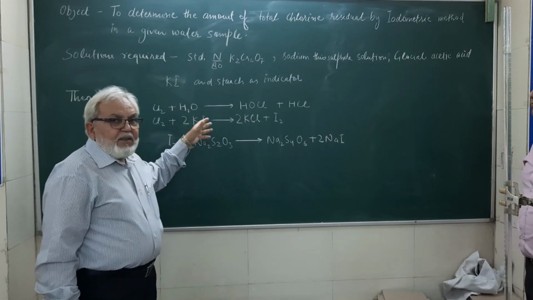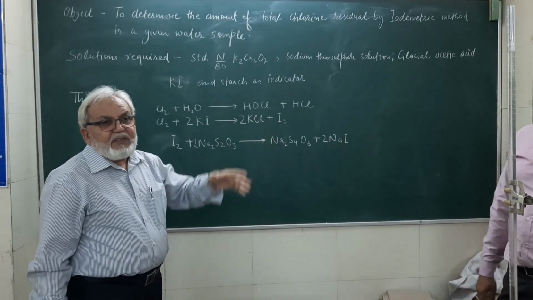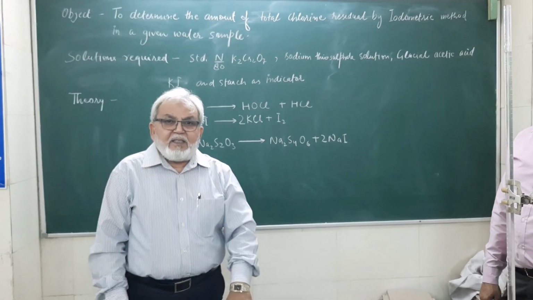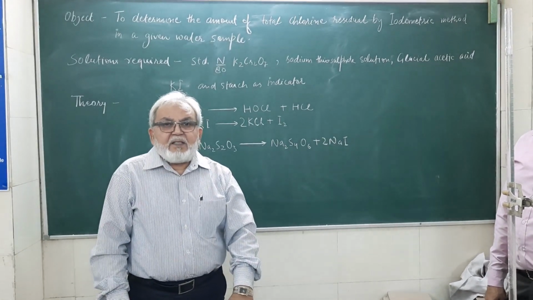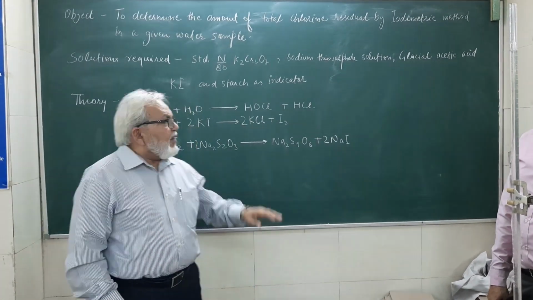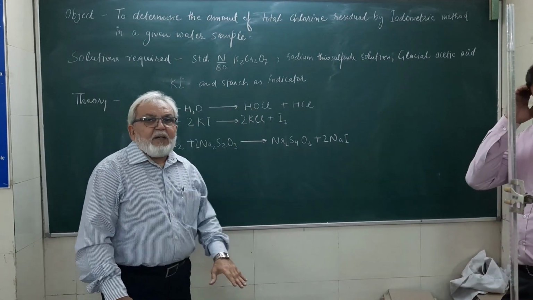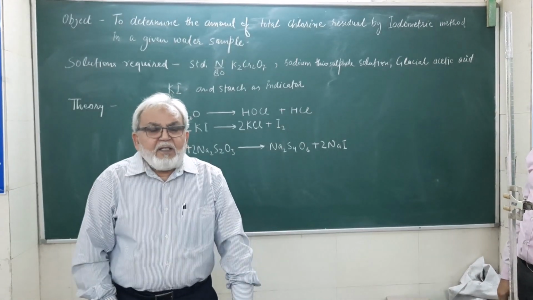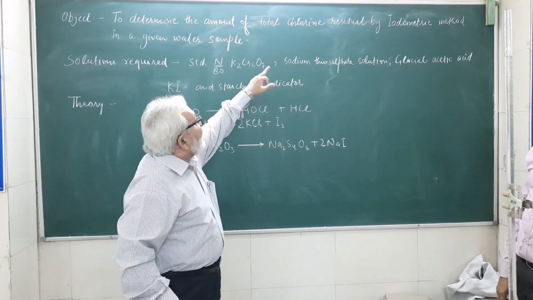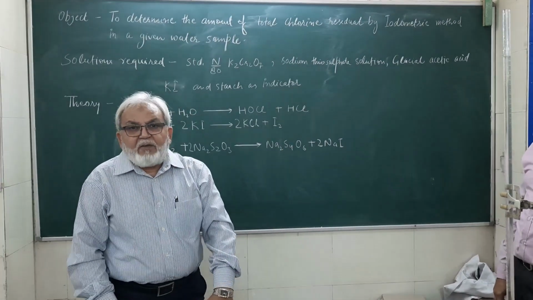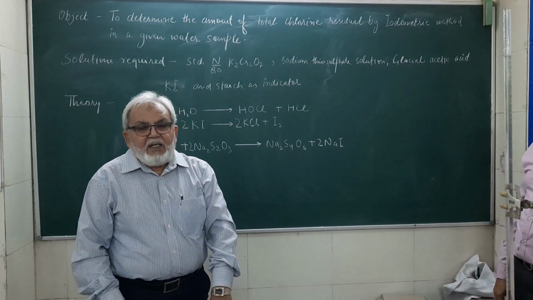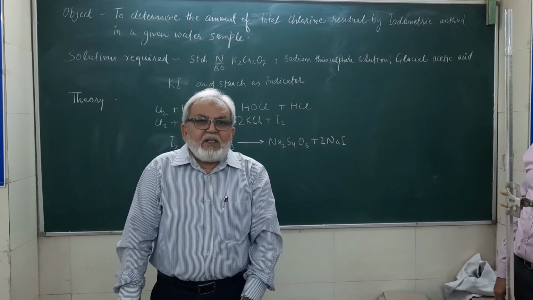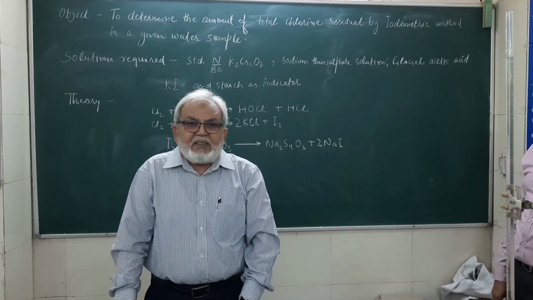Now, sufficient amount of chlorine is added to the water for chlorination. So after the consumption of chlorine for this disinfection, some amount of chlorine is left in the water. That chlorine is called the residual chlorine. So here we are going to determine the amount of chlorine which is left in the water after the disinfection.